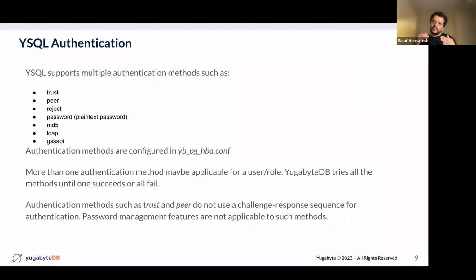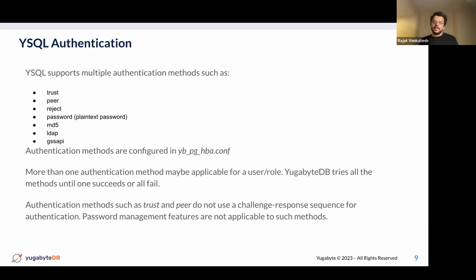When there is more than one authentication rule for a specific role, what Yugabyte, or YSQL, does is that it tries all the valid authentication methods until it succeeds or all of them fail. So there are multiple attempts to authenticate, even though the client might have triggered only a single login attempt.